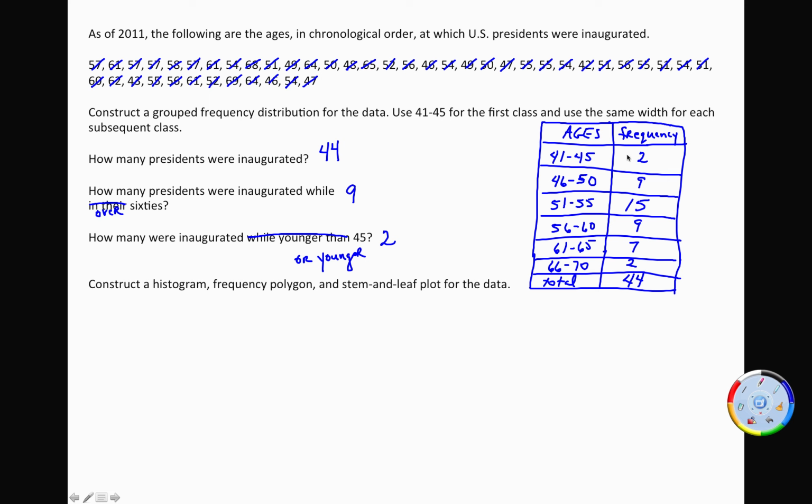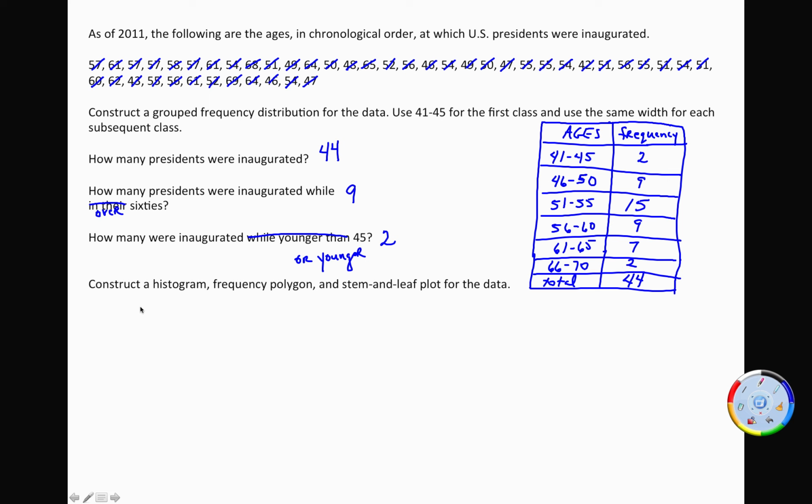Okay, so my frequency distribution table, and again, once I get my frequency distribution table completed, I can answer all kinds of questions about it. My data is organized. I can see that by far most presidents run from 51 through 55. It's very unusual to have a president, or has been unusual to have a president below 45 or over 65.